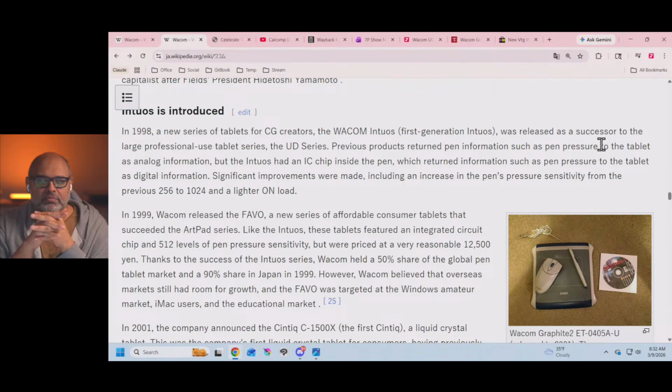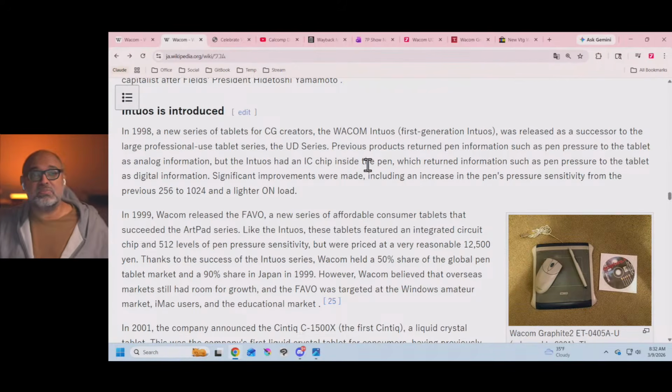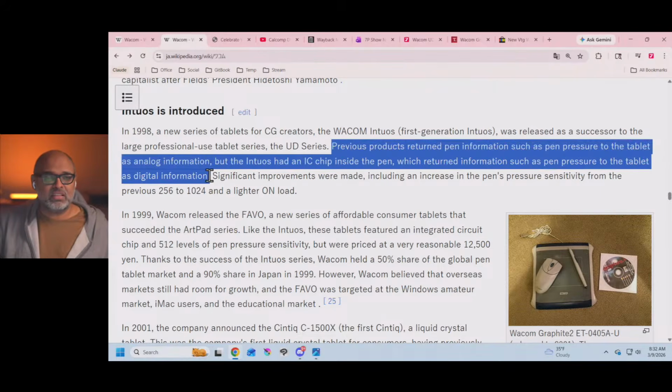So the SD series works like you'd expect, but it's all analog. There's no digital stuff inside the pen. But the UD series puts an IC inside the pen, and it transmits the pressure information. It encodes it into the signal going back to the pen. Now this is important, and I'll tell you how it relates to us in a second.